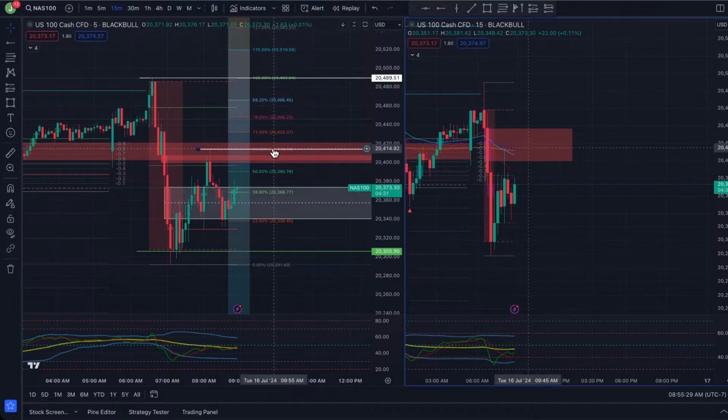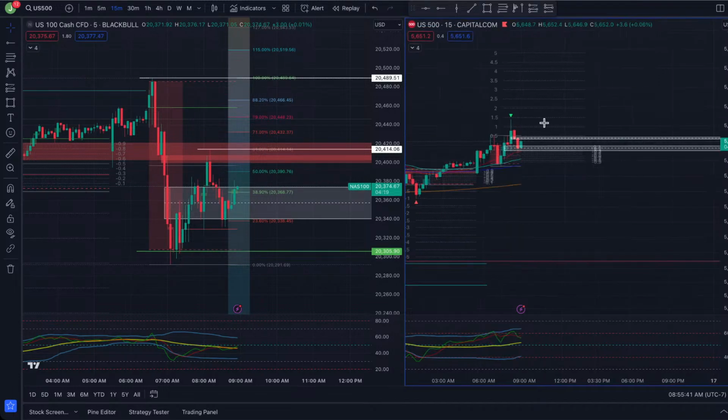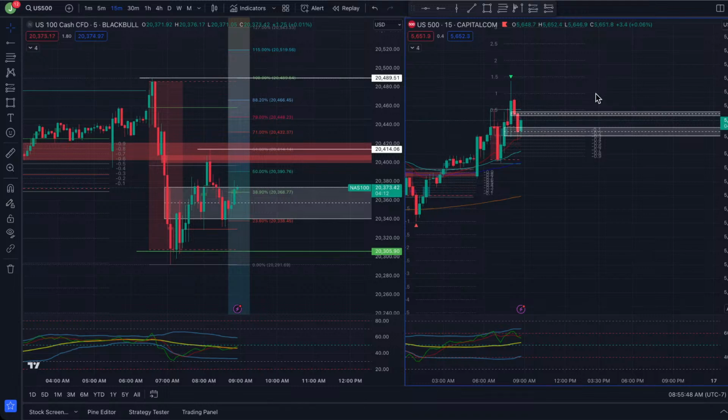to take out at least this high, and then potentially this high, and follow in suit with US 500, which has already taken the highs, and will most likely continue to tap its high. Four minutes left in the stream.